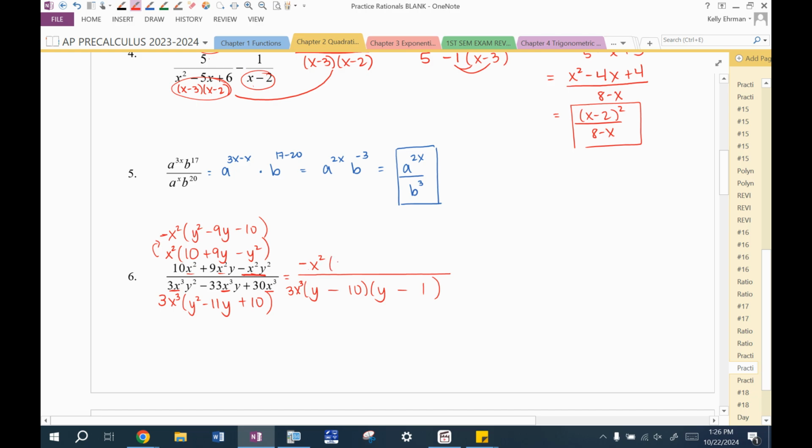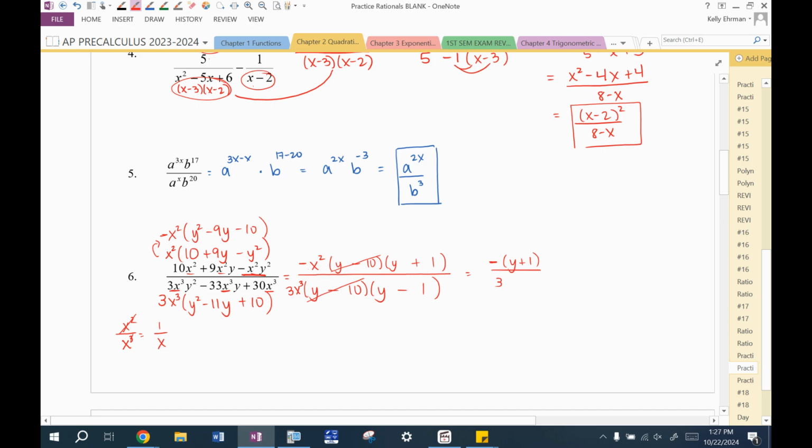How am I going to break up y squared? Y and y. How am I going to break up 10? 10 and 1. I want it to be negative 9, so minus 10 plus 1. All right, so what can cancel? The y minus 10s can cancel. X to the second over x to the third leaves you with 1 over x to the first, right? These x's cancel with all but one of those. So what am I left with? I'm left with a negative up top and a y plus 1.